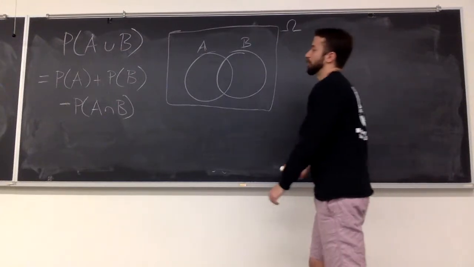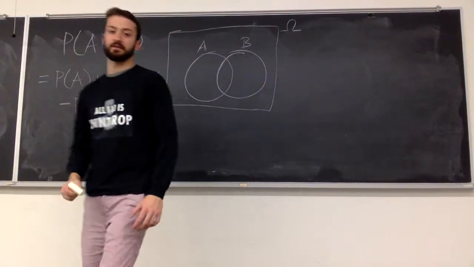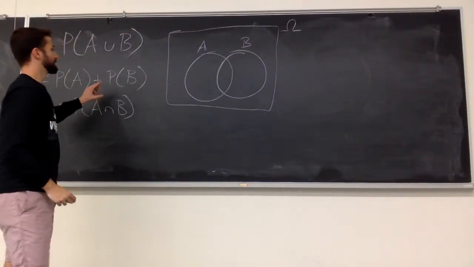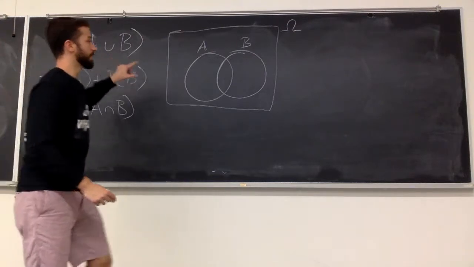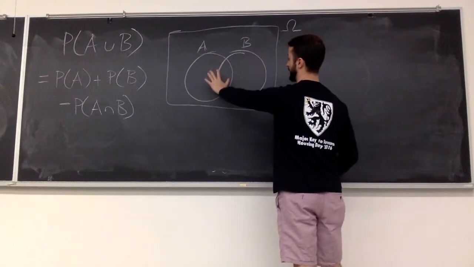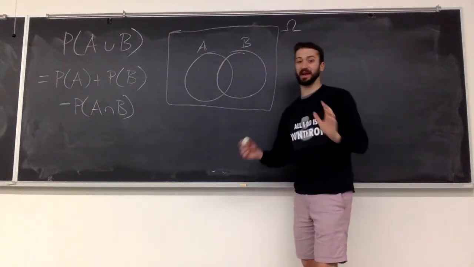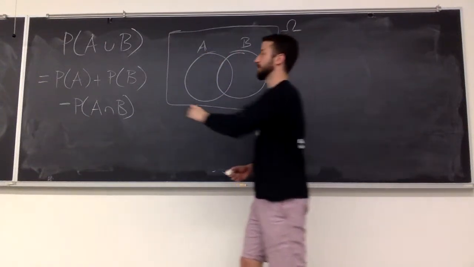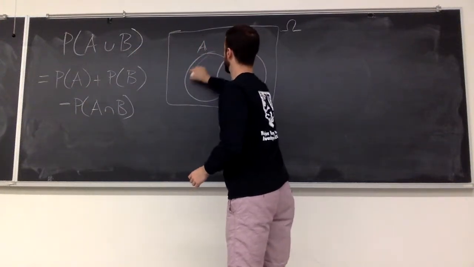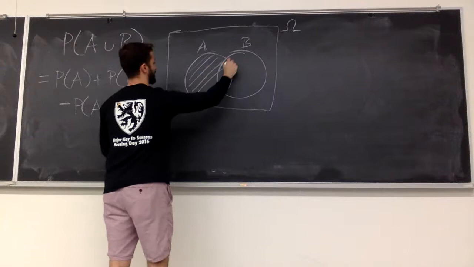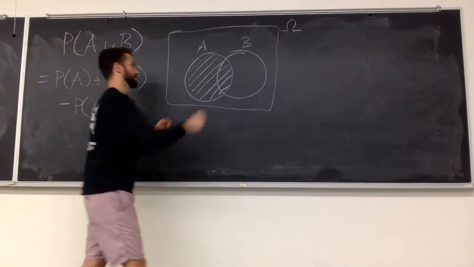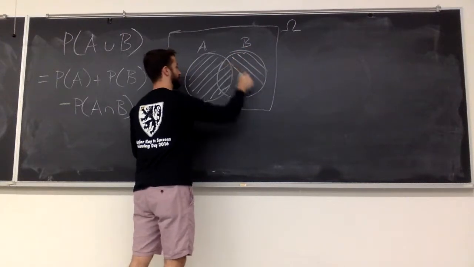And now we can think about the probability of A union B given this setup. The probability of A union B is at least A or B occurring. We want this total area, all the area that's encapsulated by at least A or B. So let's think about what this formula does. First, we add the probability of A, so we add the entire circle of A. And then we add the probability of B, so we add the shading of the B circle.